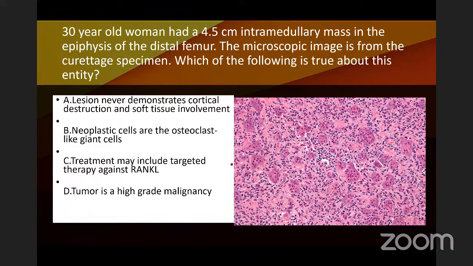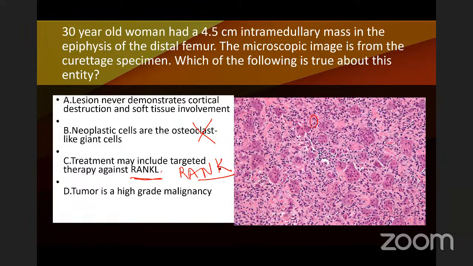So this tumor is your giant cell tumor, guys. Remember here, the neoplastic cells are always the stromal cells. They are not the giant cells. So neoplastic cells are definitely your stromal cells. Always remember, in giant cell tumor, there is activation of RANKL. So the RANK pathway is specially activated in giant cell tumor. That is why we always give treatment which basically is given against the RANK pathway.